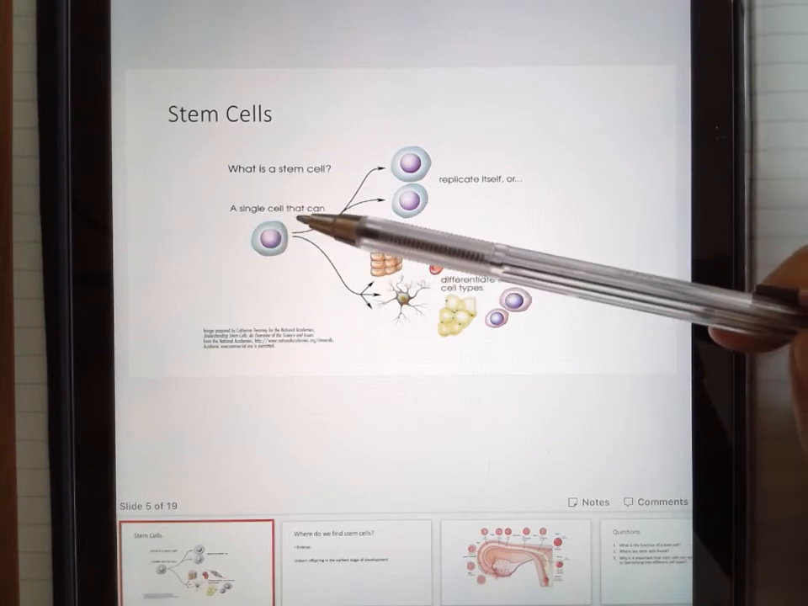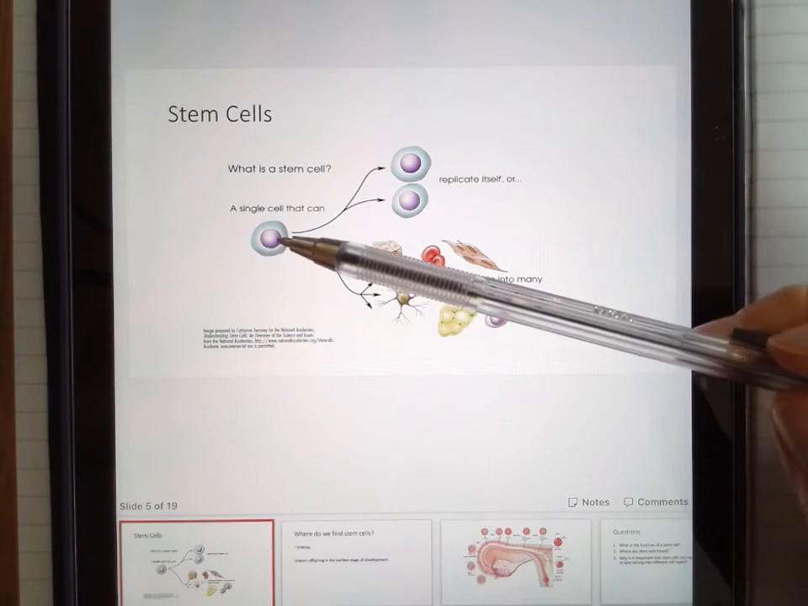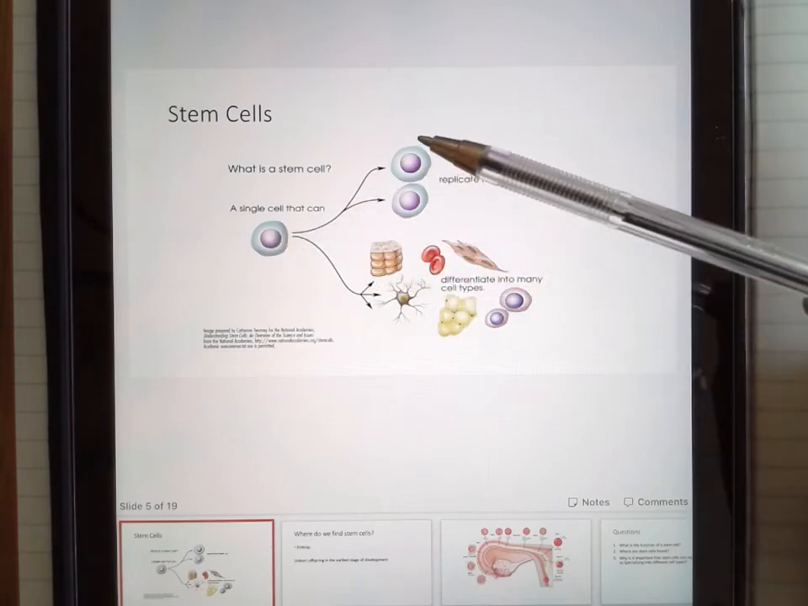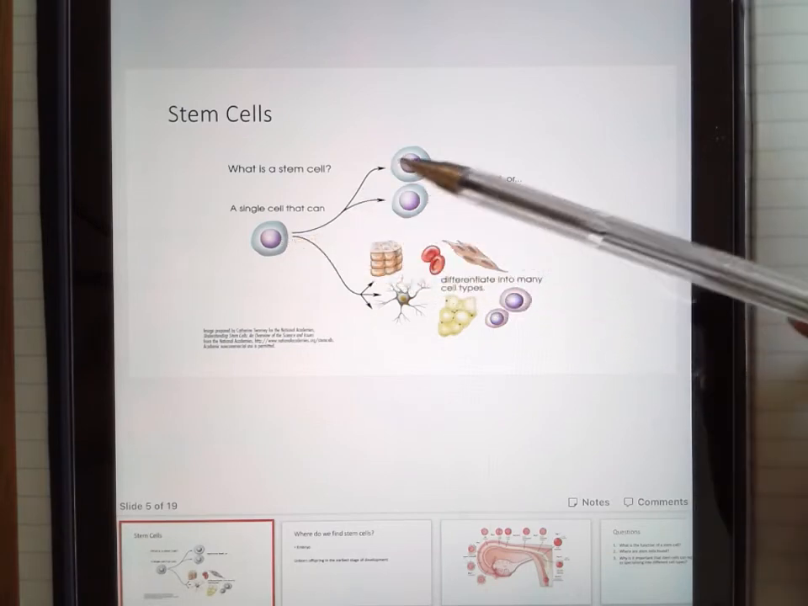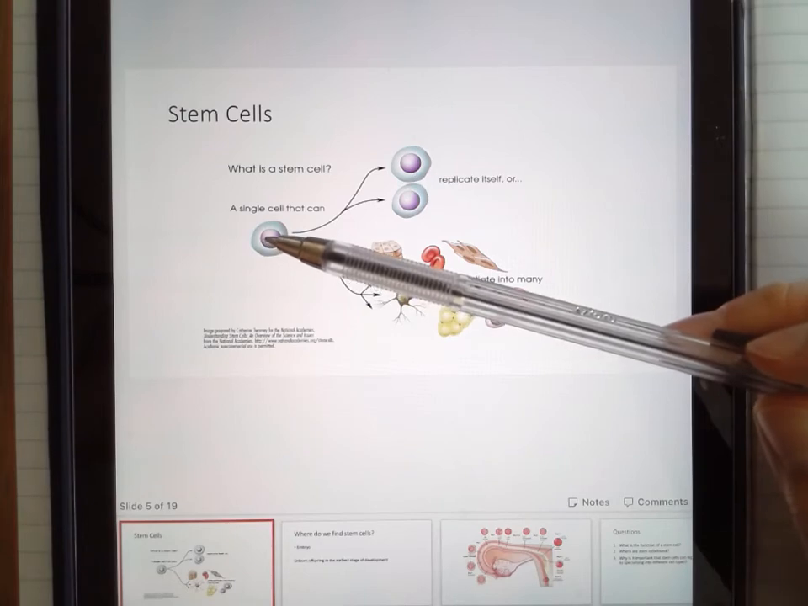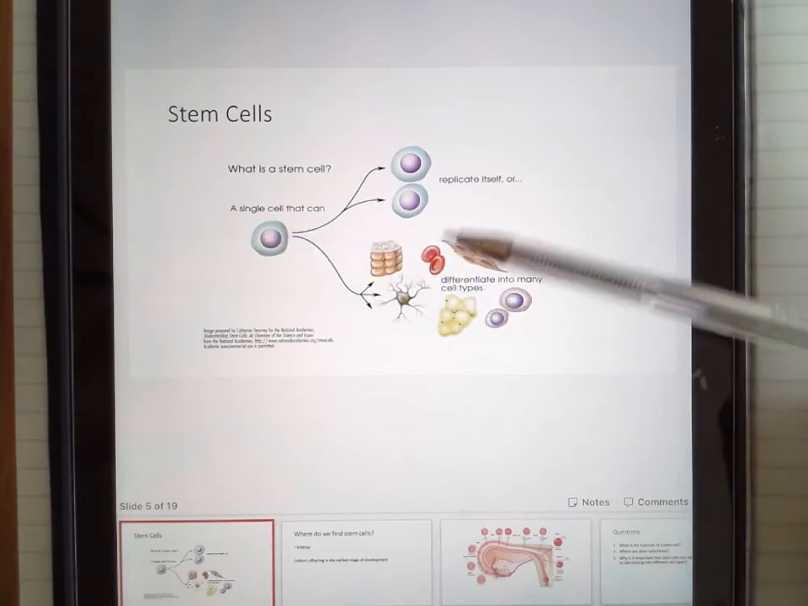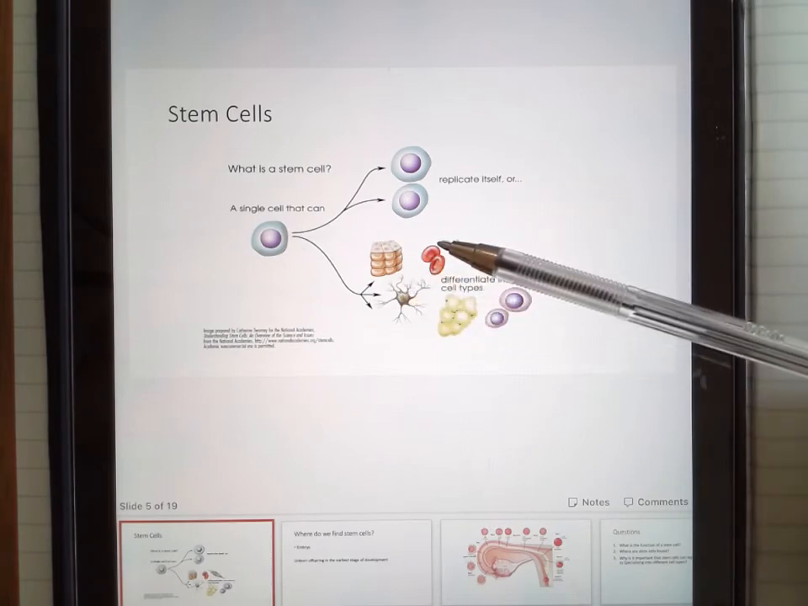And a stem cell is capable of replicating itself. So this single stem cell can become 2 identical stem cells. Or instead of growing and dividing and making more stem cells, this single stem cell can decide to become a different cell type. So it can decide to become a nerve cell or a red blood cell, okay?